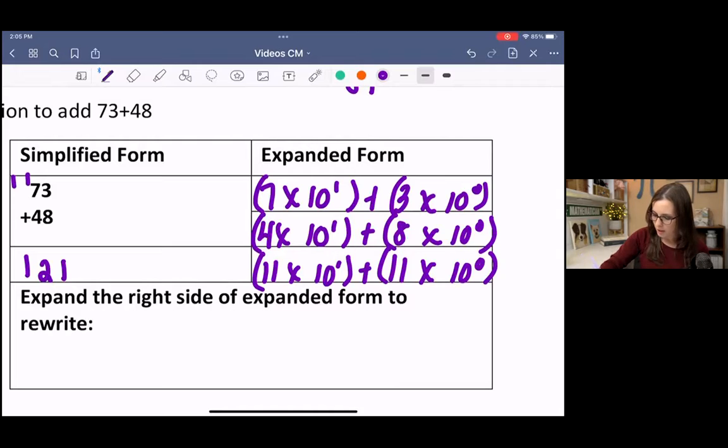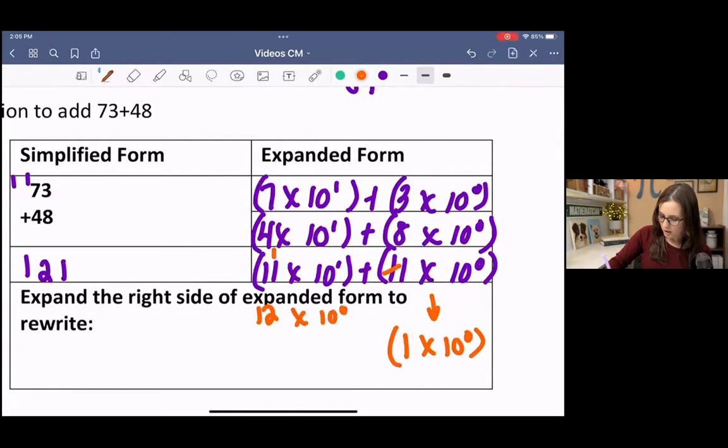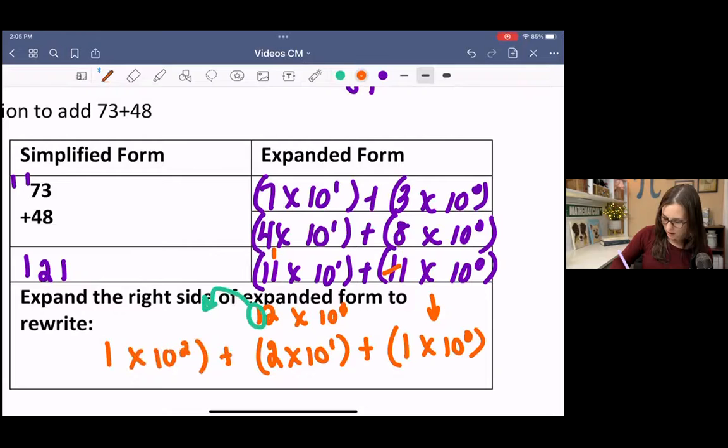So this actually becomes 1 times 10 to the 0. We're going to carry this one over. This becomes 12 times 10 to the first, sorry. Again, we have to carry. This one gets carried to the next set of parentheses. And that gives us our 121.